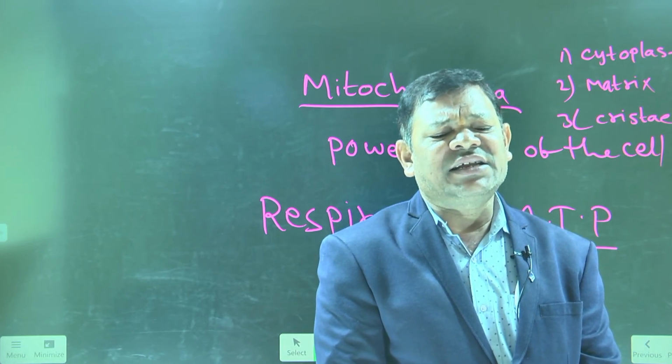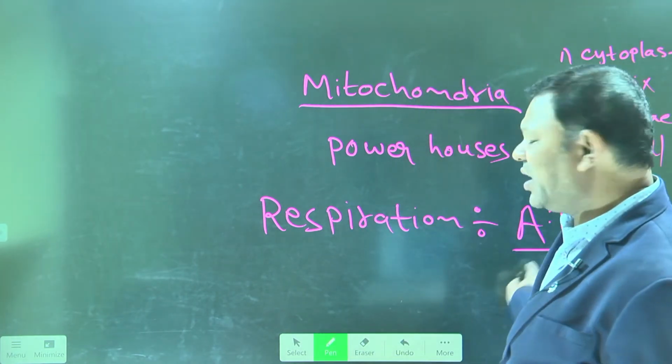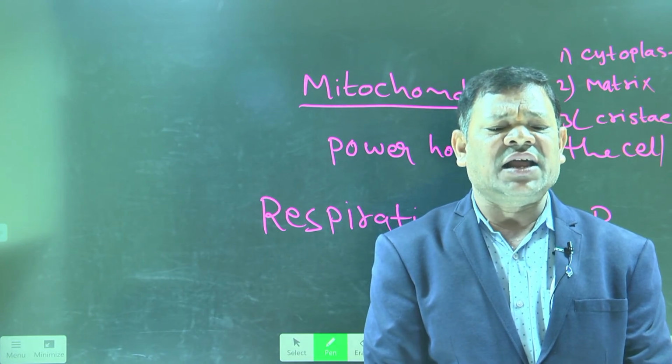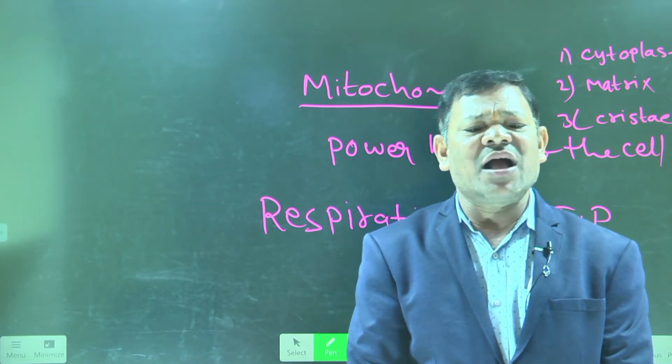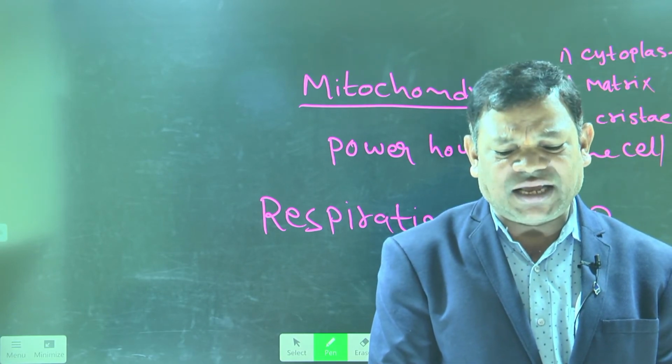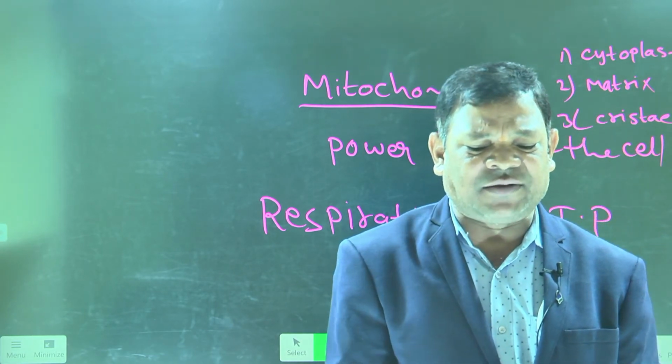Okay, that energy is stored in the form of ATP. ATP full form is adenosine triphosphate. ATP is also known as the energy currency of the cell.